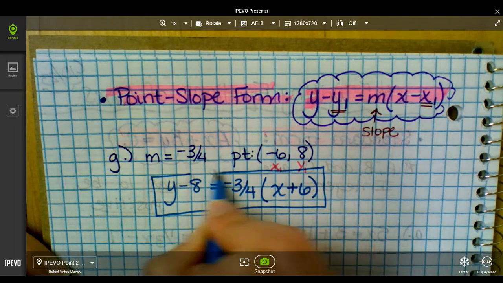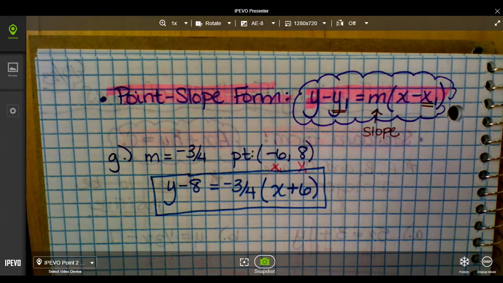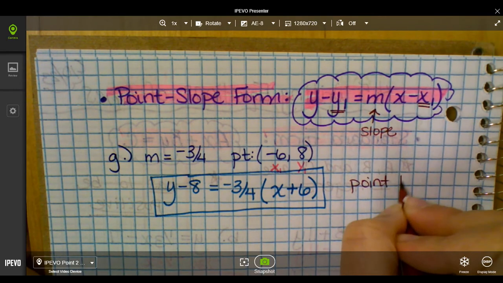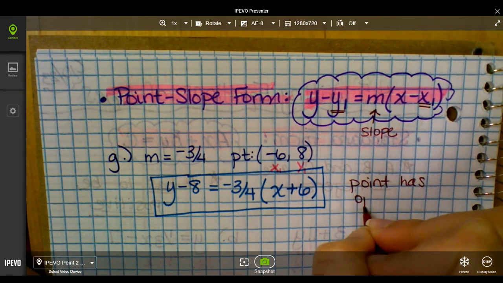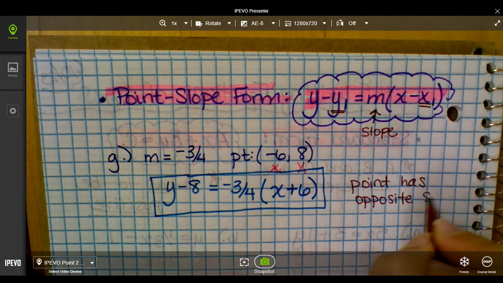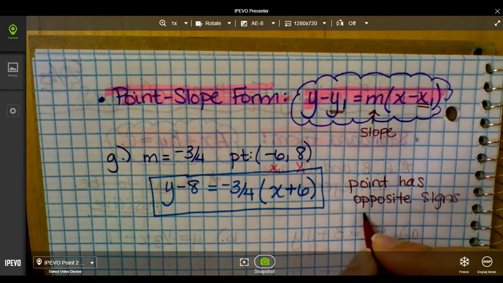Okay, so just in case you forgot from the last time, your point has the opposite signs in the equation.